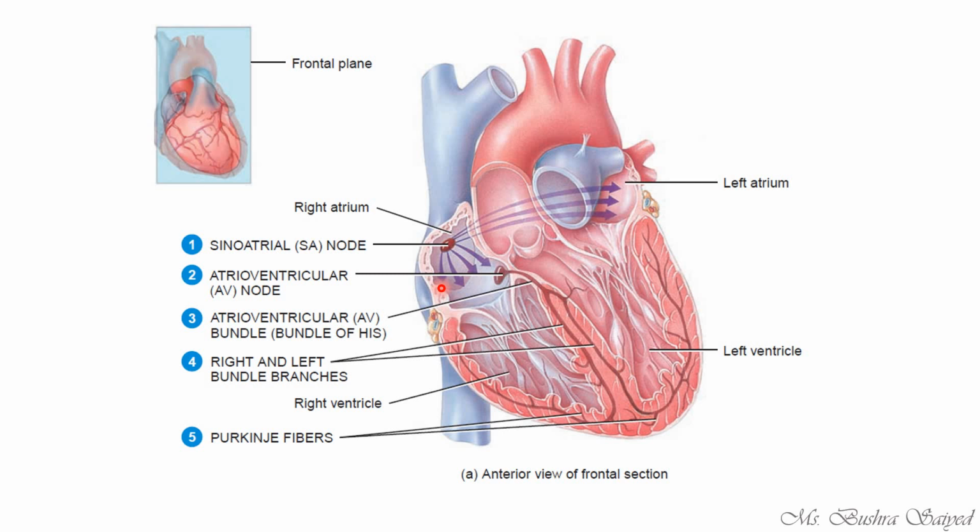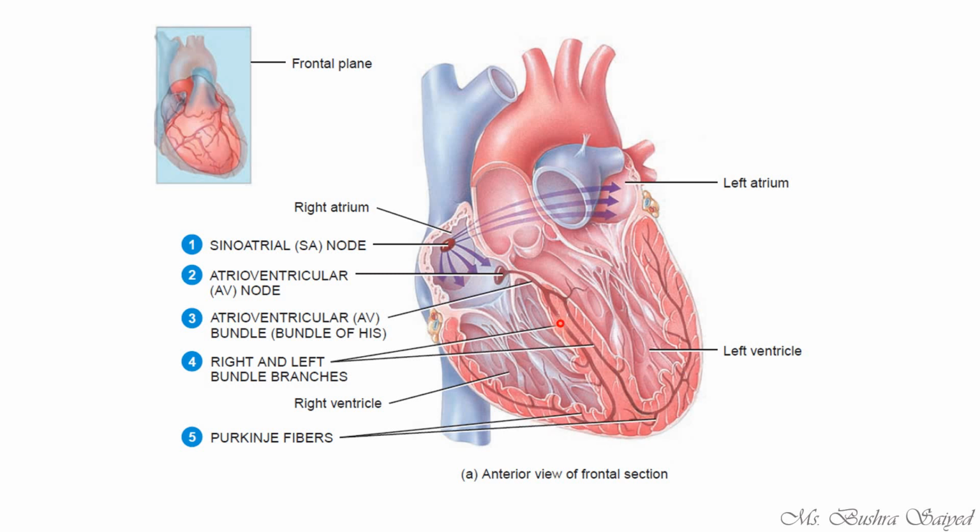In the next manner, you can see that sinoatrial node passes the action potential to the another or the second fiber, that is the atrioventricular node. The atrioventricular node supplies the action potential to the bundle of His, and the bundle of His, as you can see here, it divides into the left and the right bundle branches which will extend to the apex of the heart.